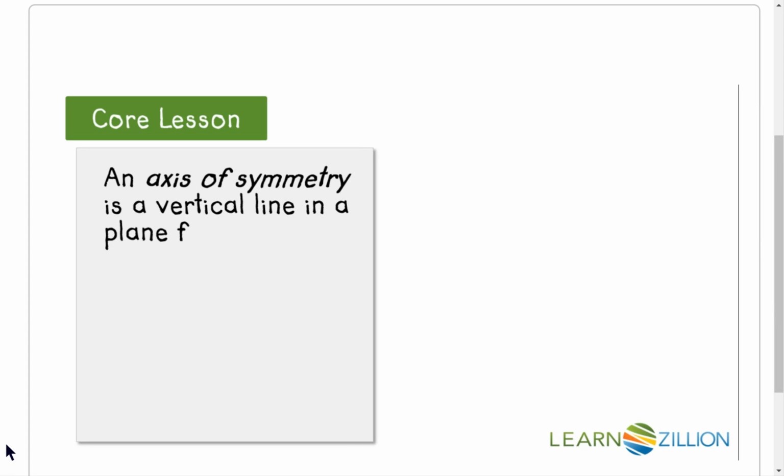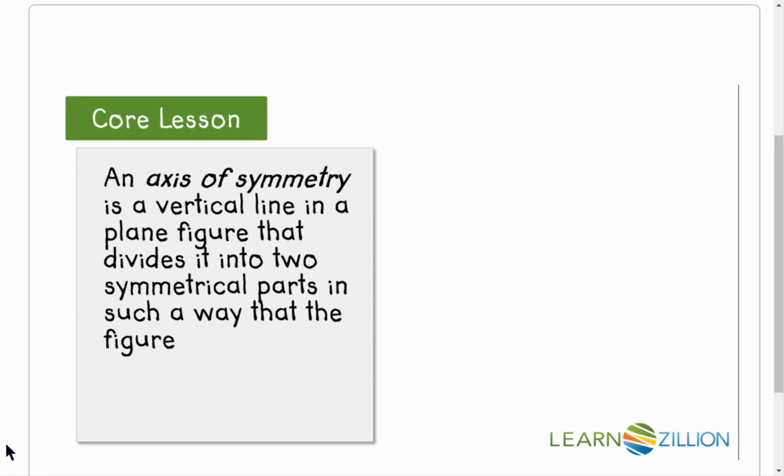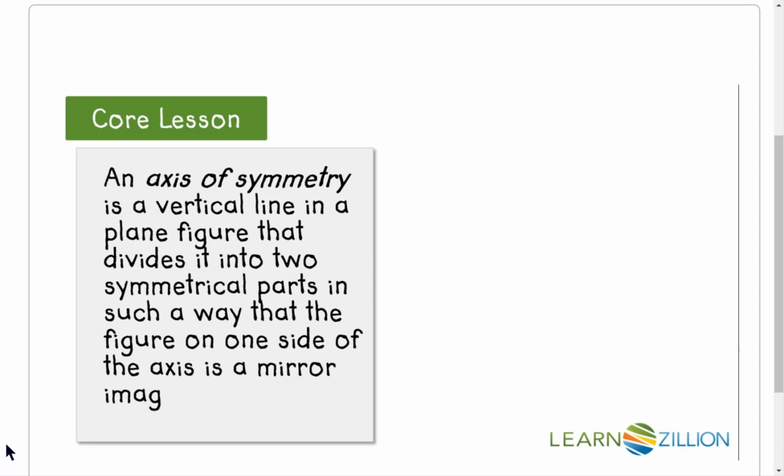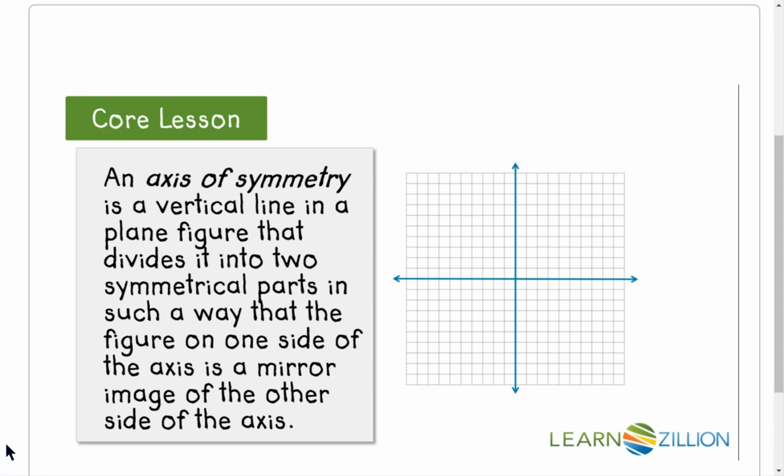An axis of symmetry is a vertical line in a plane figure that divides it into two symmetrical parts in such a way that the figure on one side of the axis is a mirror image of the other side. I have a coordinate plane. The axis of symmetry will cut the triangle in half in such a way that one side of the vertical line is equal to the other side if I were to fold it across the vertical line. They are a mirror image. This is the axis of symmetry.